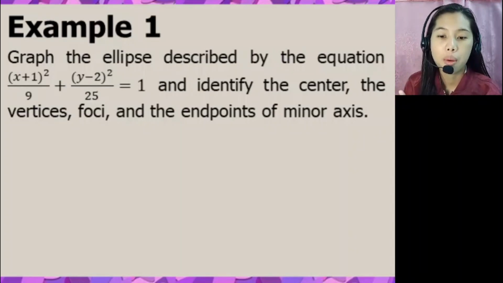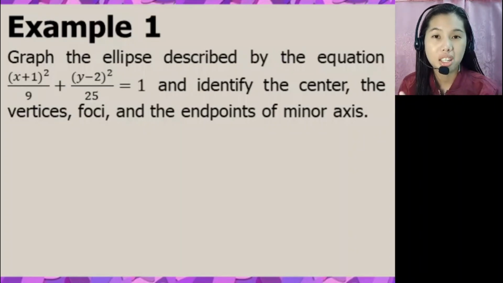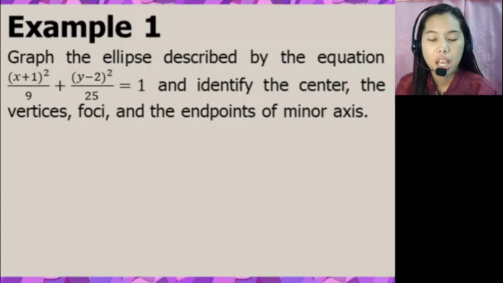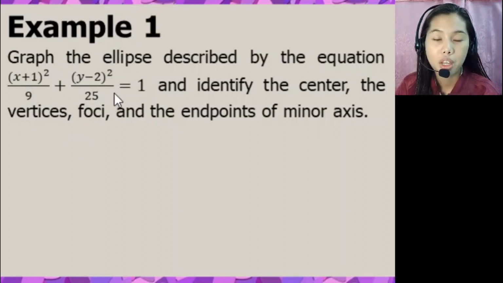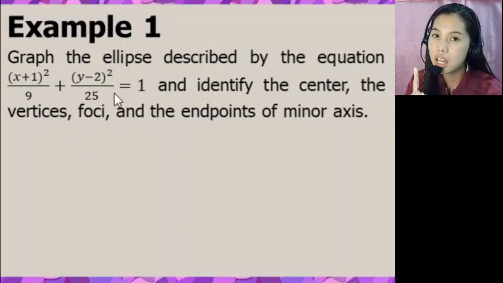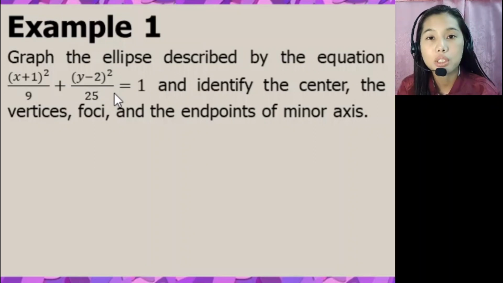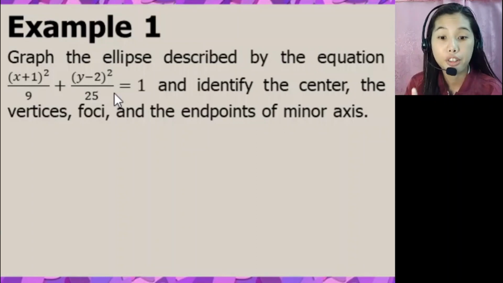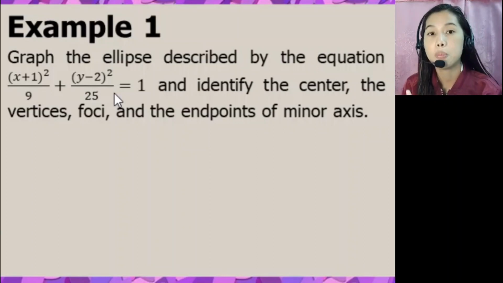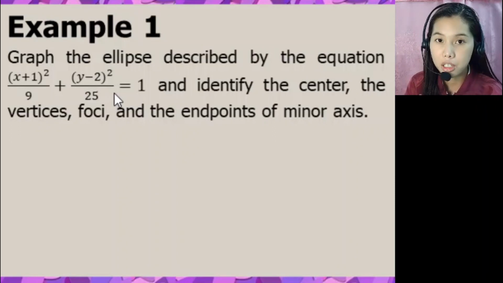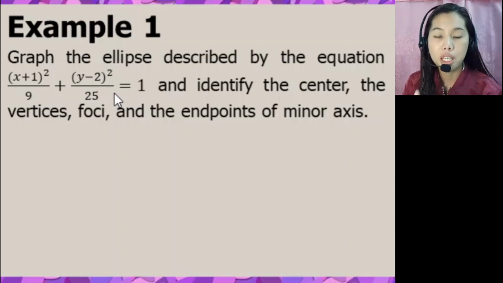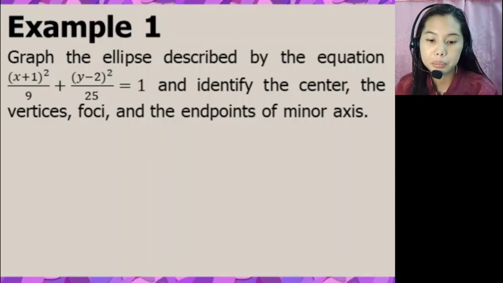Which value has the bigger denominator? If you try to look at it, the quantity y minus 2 squared has the bigger denominator, which is 25, which means the major axis of the ellipse is vertical, right? Or it is parallel to the y-axis, because the bigger denominator falls under y.